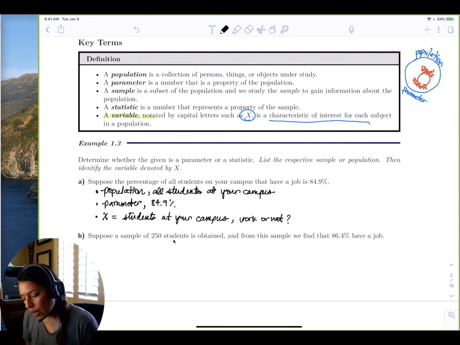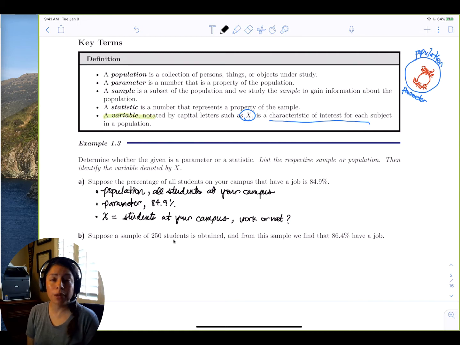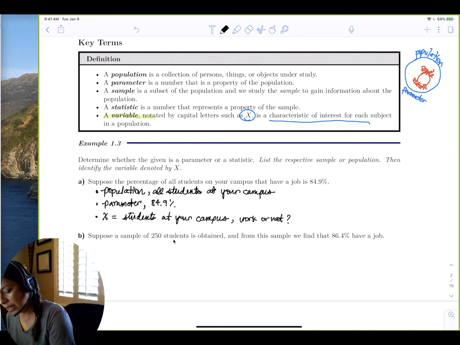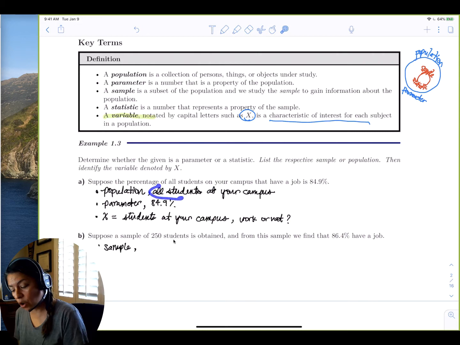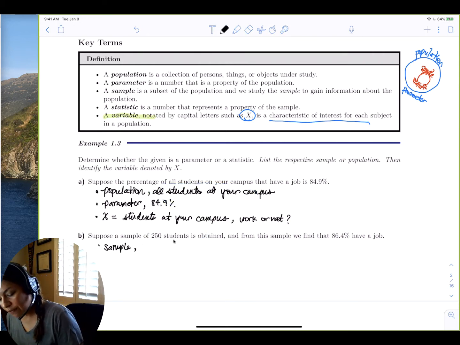Okay, so now the next one says, suppose a sample of 250 students is obtained, and from the sample we find 86.4% have a job. So now the key word in there, notice that they give you, is sample. And what is the sample? The sample isn't like before, right? It's not all students at the campus. It's only how many? 250 students at your campus.